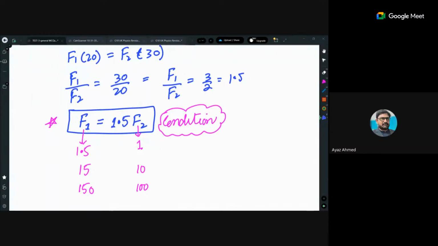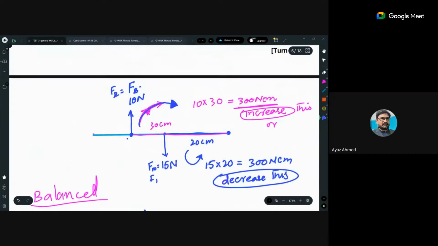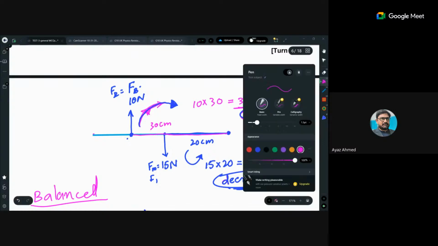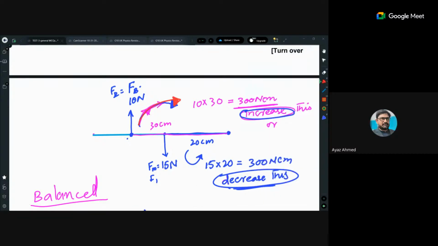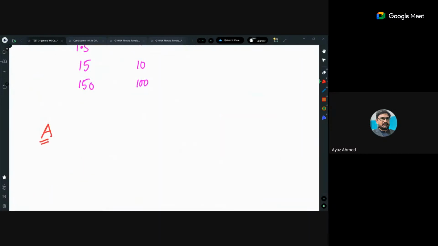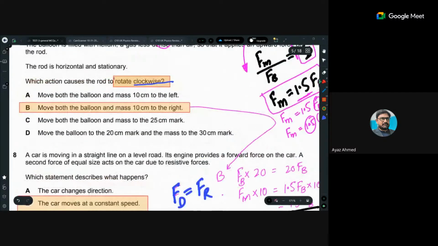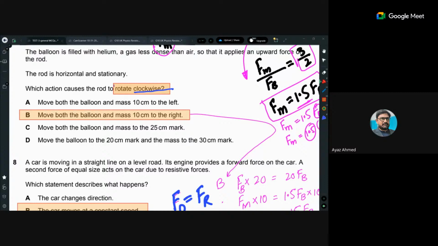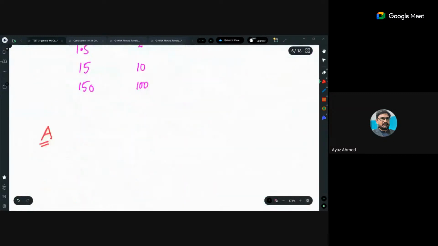Okay, so this was the first condition by which you people came to know that this rod is in equilibrium. Now the next condition is when we are shifting the position. So I told you either increase this or decrease this. This will make the rod rotate clockwise. Are you people agreed? Yes. So now tell me, out of the options, what is option A? Option A is move both balloon and mass 10 centimeter left.